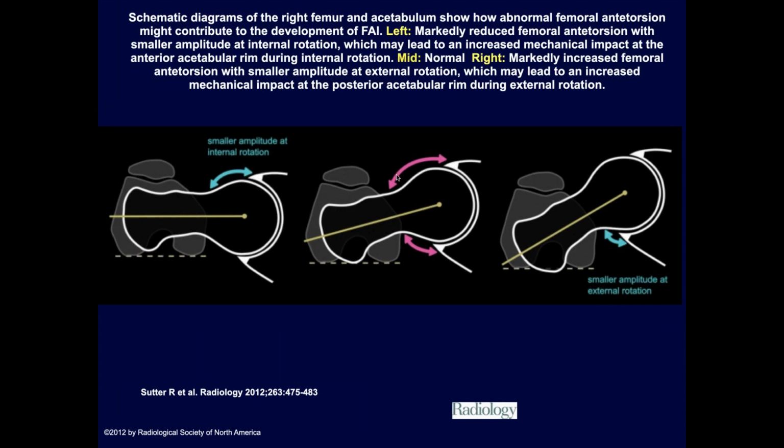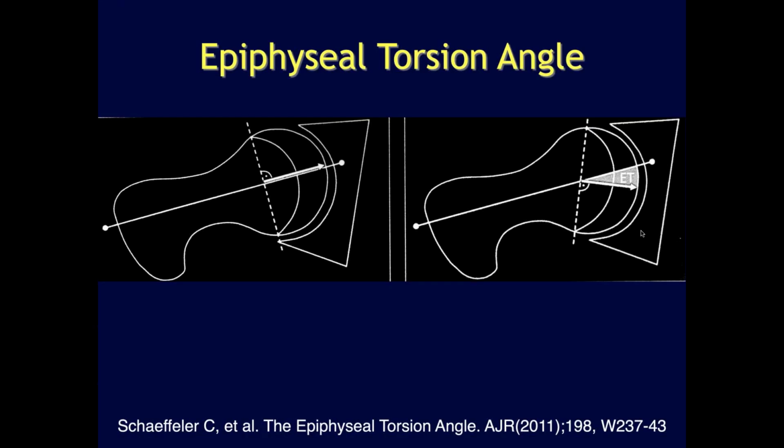And this just goes through how you may be able to get impingement, sometimes even a Pincer type impingement, if this torsion angle is abnormal, causing an abnormal positioning of the proximal femur with respect to the acetabulum.